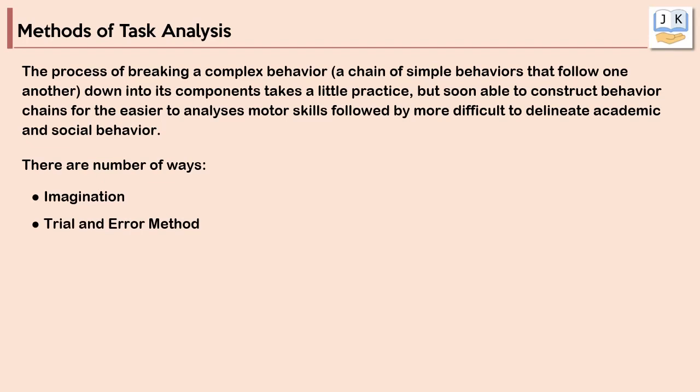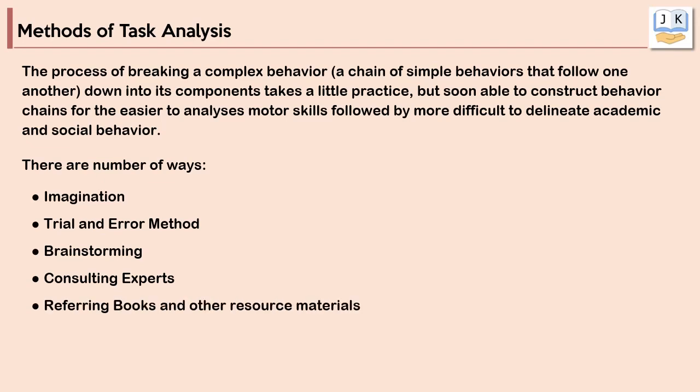The next one is the trial and error method. You might engage in that behavior, noting the sub-behaviors that lead to the final product. The third one is brainstorming. You could brainstorm with another teacher or aide, or with a group. Consulting experts: consult with a more experienced colleague who has probably taught the behavior before. And then referring to books and resource materials. You can find many texts that have task analyzed lots of common behaviors.